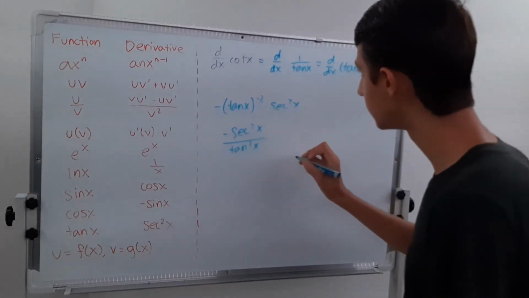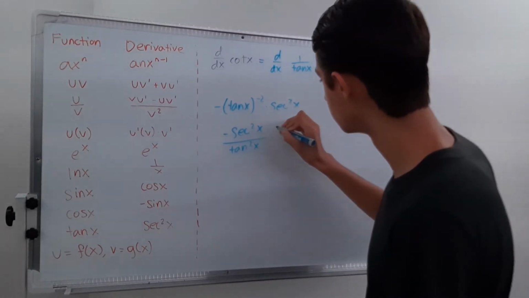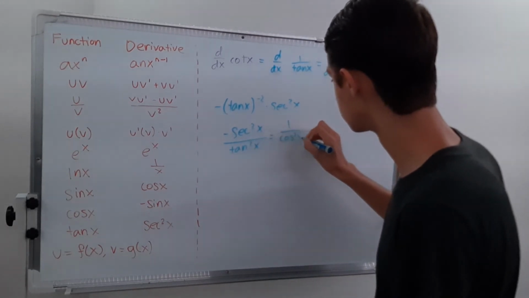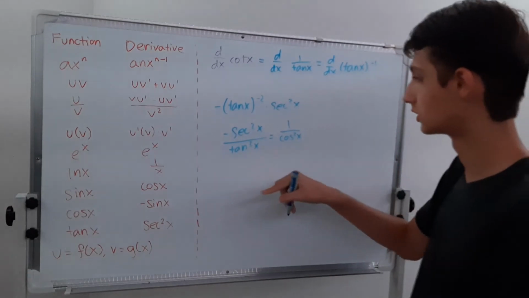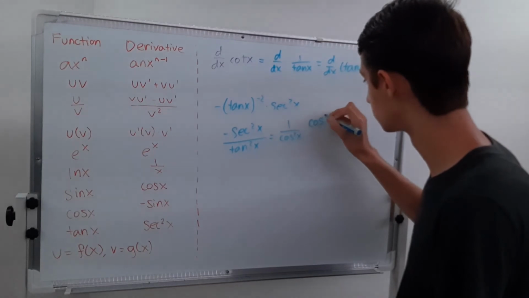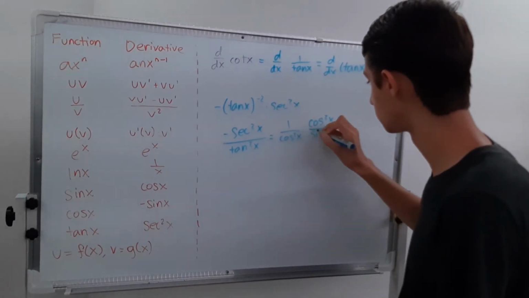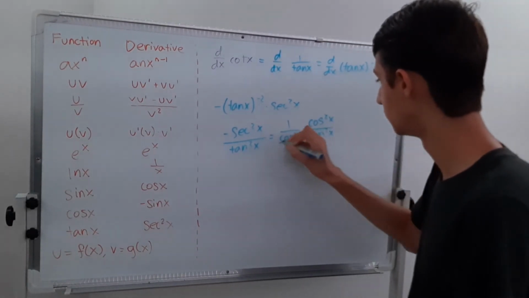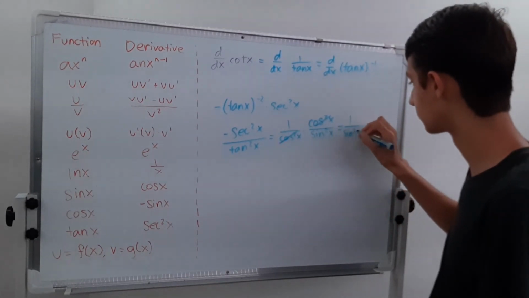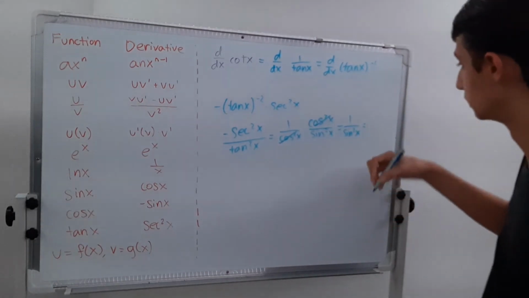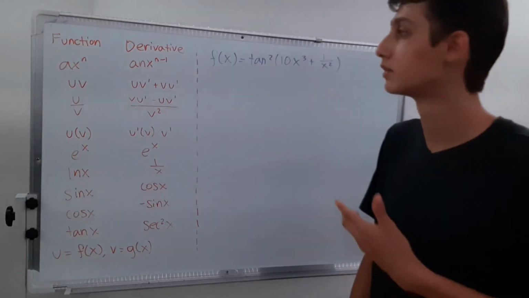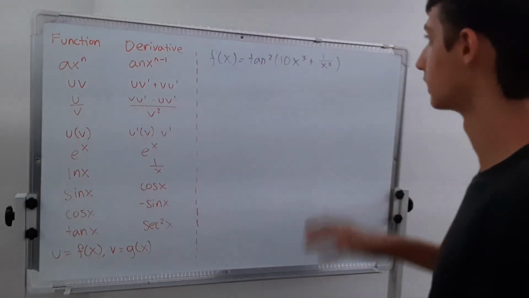And so since secant is 1 over cosine, this is just equal to 1 over cosine squared x times 1 over tangent squared, which is just cotangent squared, which is cosine squared x over sine squared x. And these actually cancel out really nicely to leave us with 1 over sine squared x. That is equal to cosecant squared x.